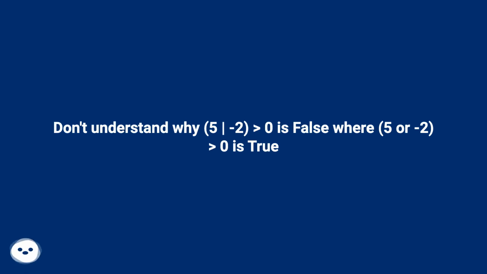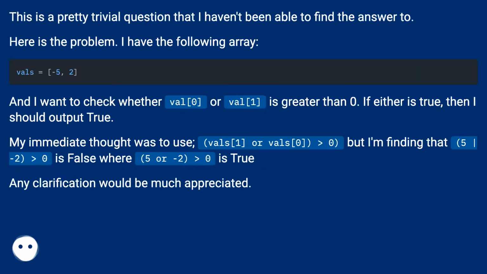I don't understand why (5 | -2) > 0 is false, where 5 or -2 > 0 is true. This is a pretty trivial question that I haven't been able to find the answer to.